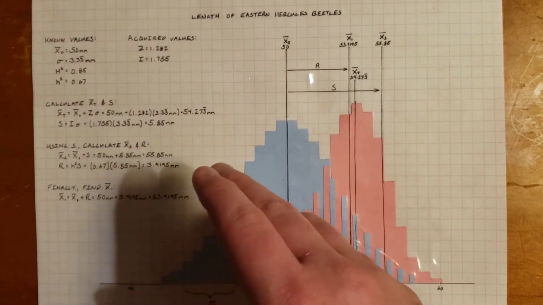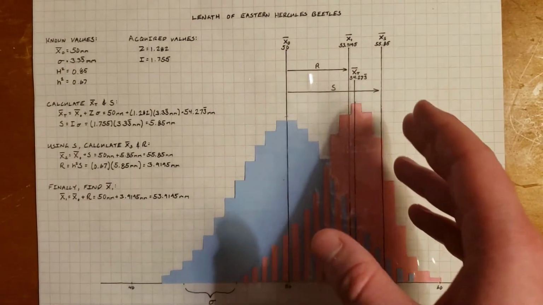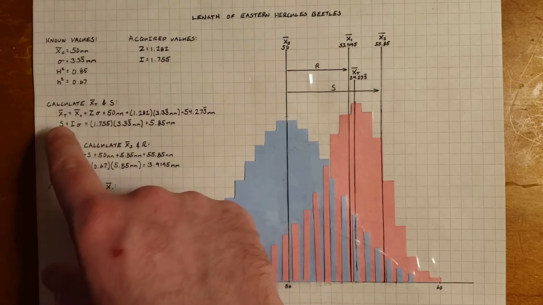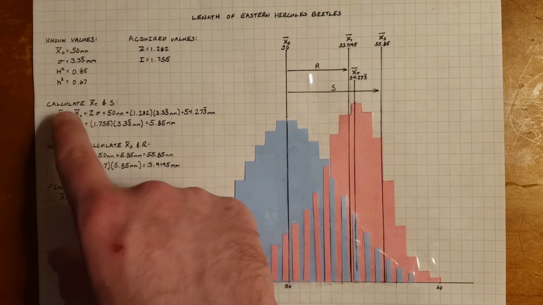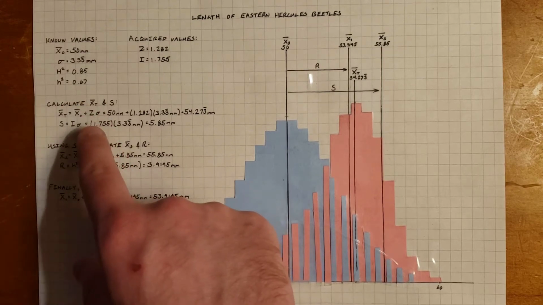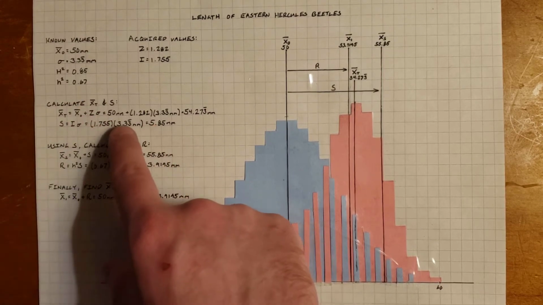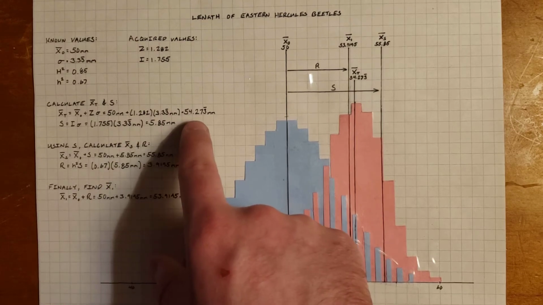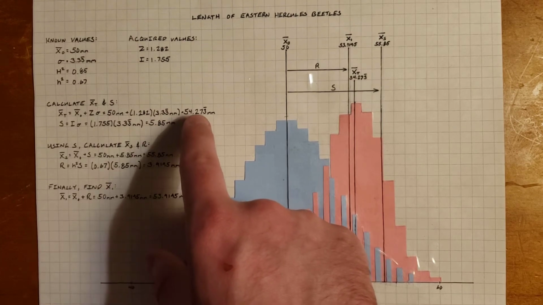Now, I have to calculate the truncation point. Any beetle above this number in length is going to be bred together. Truncation point is the average mean, the average length of the original population, plus the standardized selection point times standard deviation. And adding that together gets me 54.273. Any beetle above that length is going to be bred together.